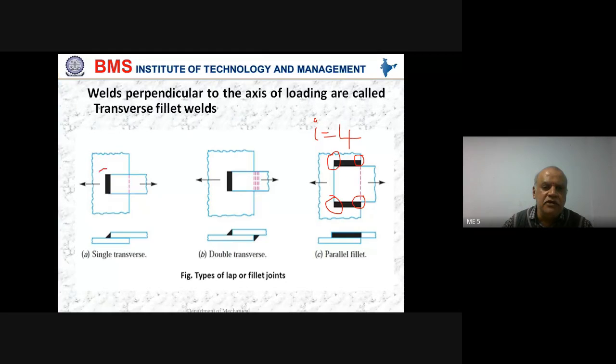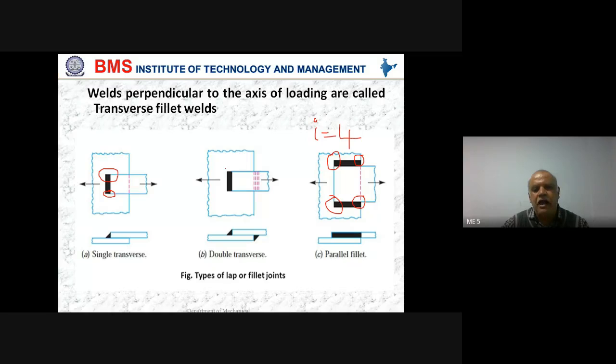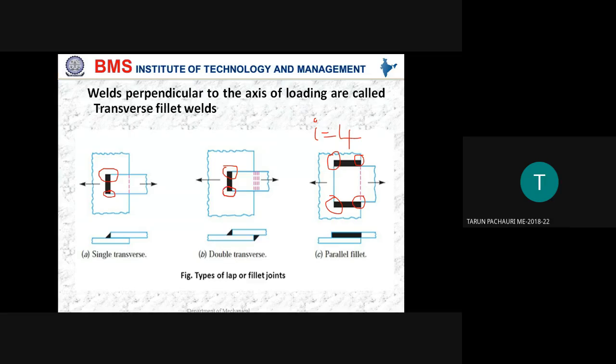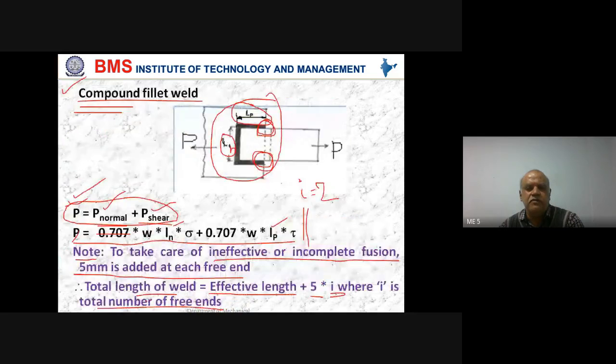Similarly, how many free ends are there here in single transverse weld? 2. And in double transverse? 2 only, sir. No, this is 2. What about these 2? Yeah, you'll have 4 free ends, right? So we'll have 4 free ends in double transverse weld. And that's how we need to take the value of I.